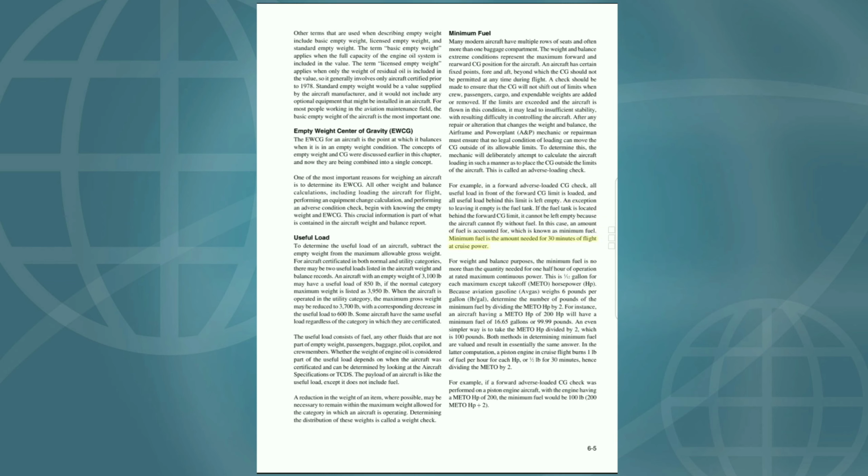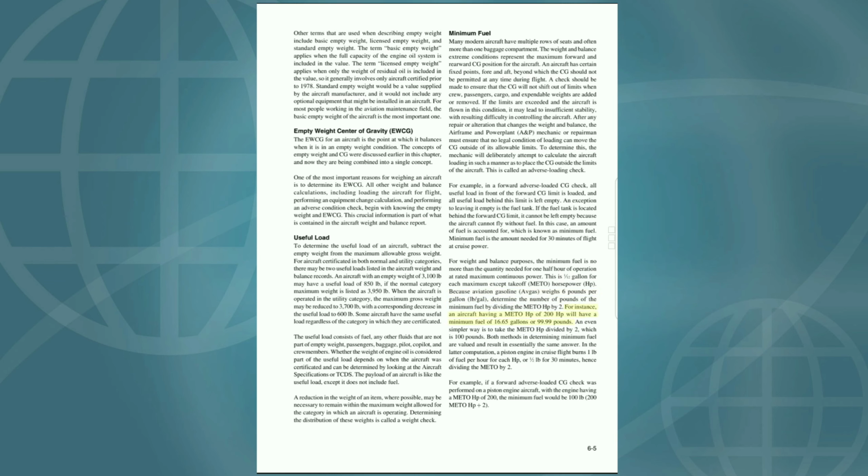Minimum fuel is the amount needed for 30 minutes of flight at cruise power. For weight and balance purposes, the minimum fuel is no more than the quantity needed for 1/2 hour of operation at rated maximum continuous power. This is 1/12 gallon for each maximum except takeoff (METO) horsepower (HP). Because aviation gasoline (AVGAS) weighs 6 pounds per gallon, determine the number of pounds of the minimum fuel by dividing the METO HP by 2.